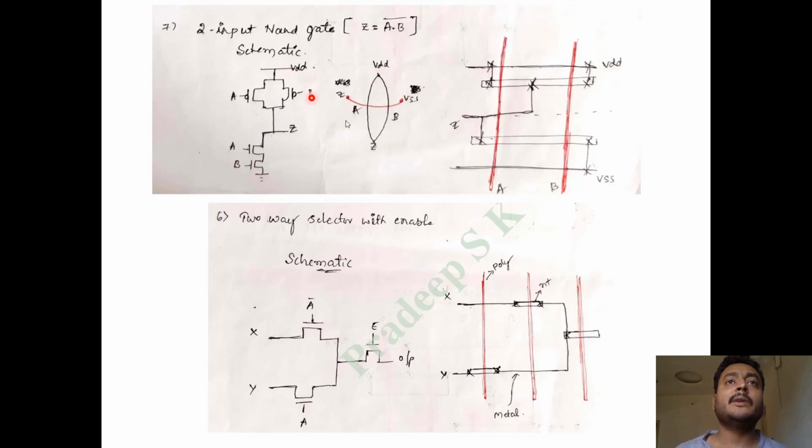One thing is VDD to Z, I've taken output as Z. So from VDD through A to Z, and from VDD through B to Z. So these edges are A and B. Now what I will write, I will look at my circuit. For Z, which is nearer? For Z, A is near. So where is A? Here is A. So I will put Z on this side.